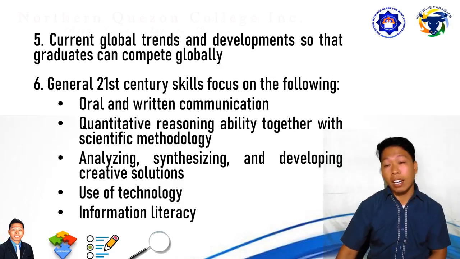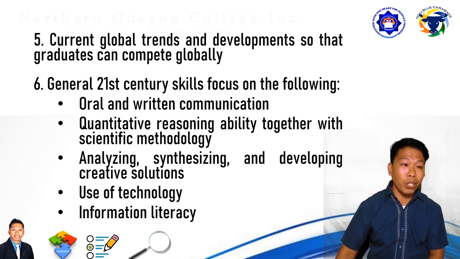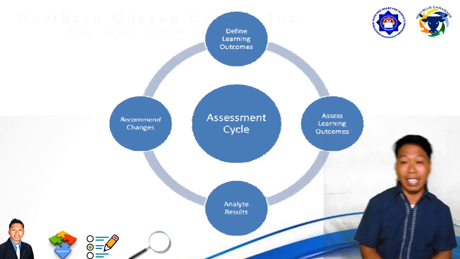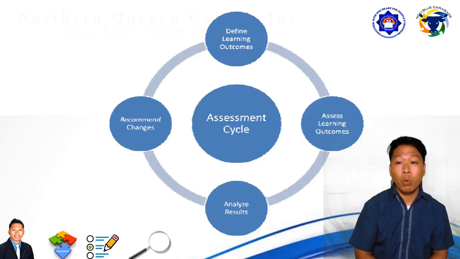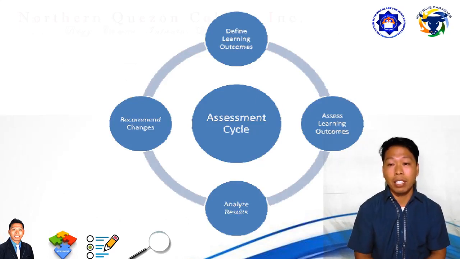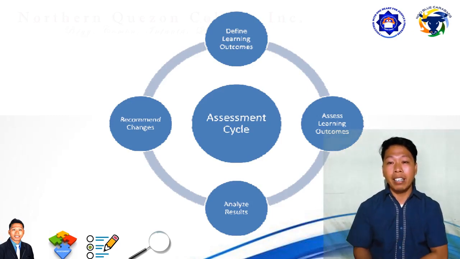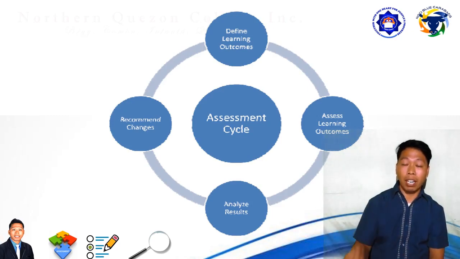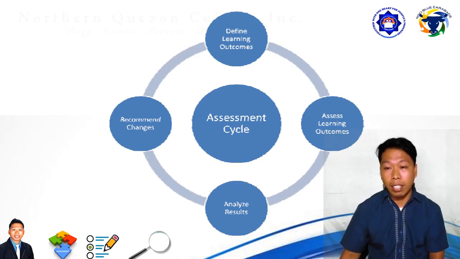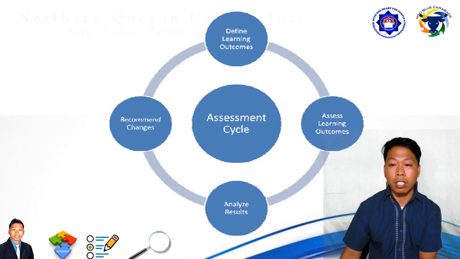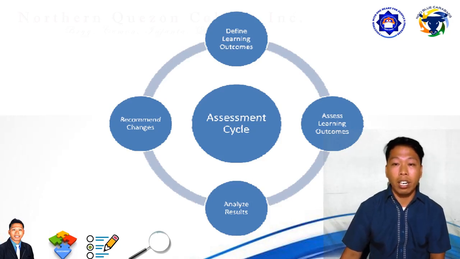Before we go to the characteristics of a good learning outcome, we should understand the assessment cycle. Okay. First, we define learning outcomes. Okay. Kailan ba nangyayari na nagde-define tayo ng learning outcomes? Ito ay nangyayari if we do lesson plan dun sa learning objectives. Dapat clear na clear doon kung ano yung gusto natin na maging learning outcomes dun sa ating mga bata. Okay, next, assess learning outcomes, analyze results, and lastly, recommend changes. Okay.